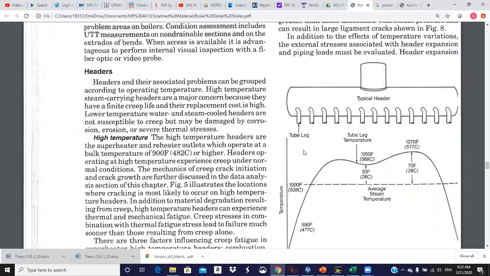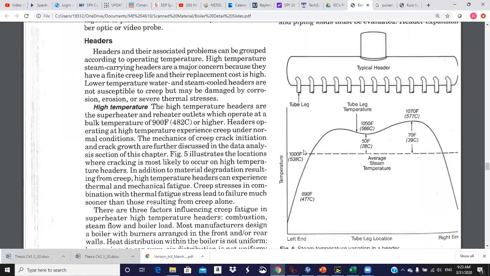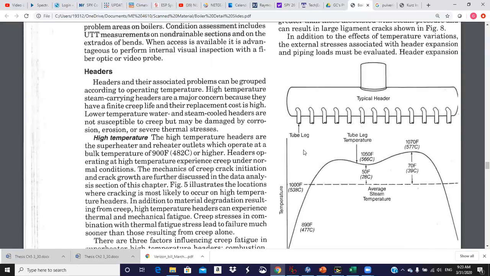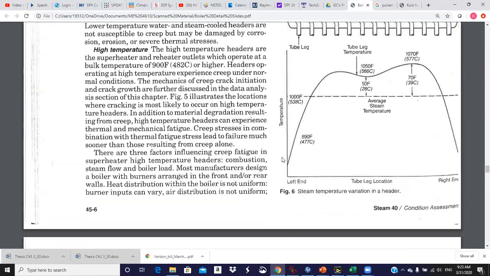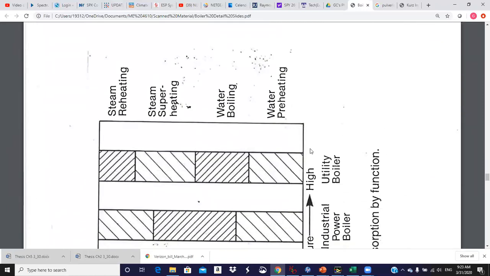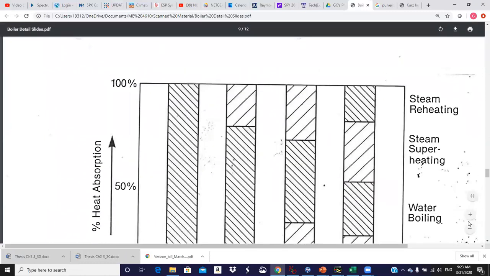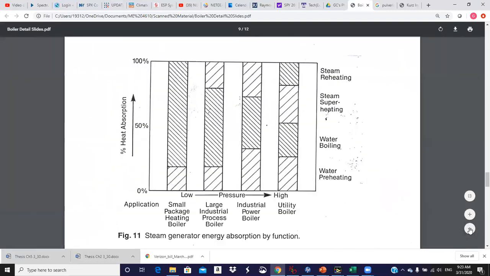This shows a typical header. What is this? Temperature variation in the header. And the greater the temperature variation, the greater the possibility of generating thermal stresses, which as you cycle up and down cause crack initiation, growth, and eventual cracking and failure. All right, let's rotate back and a little smaller. This is out of the steam book.